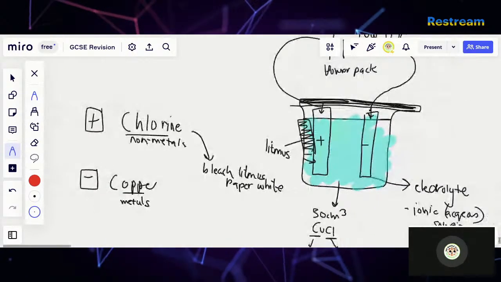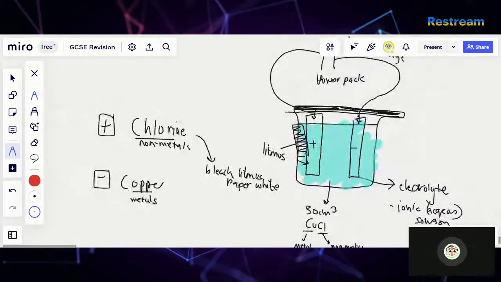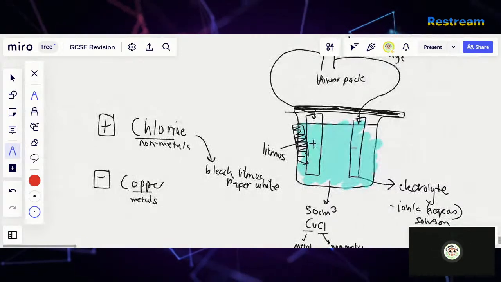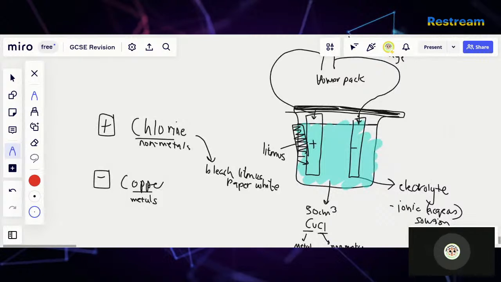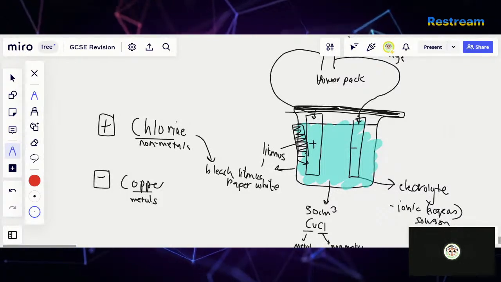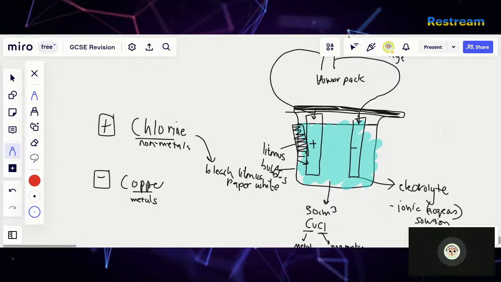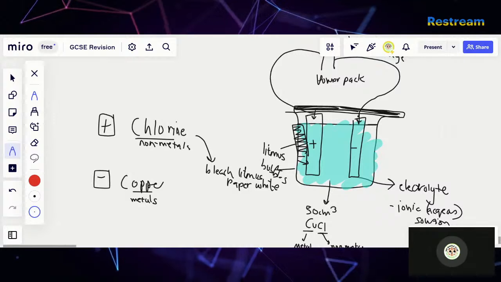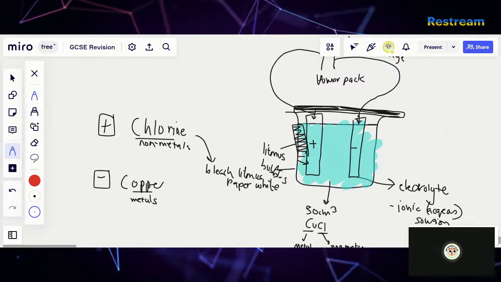So therefore, if we hold litmus paper by the positive electrode, we will know that chlorine has been made at the positive electrode. Another thing that we can observe is that there will be bubbles here, because it will be chlorine gas that is made, and therefore there will be bubbles. And another thing is chlorine gas, so you may be able to smell the smell of chlorine. So that's what you'll see at the positive electrode.